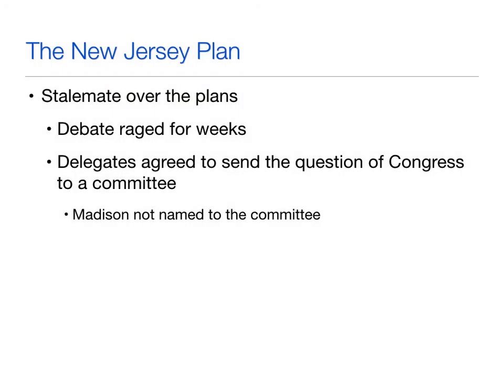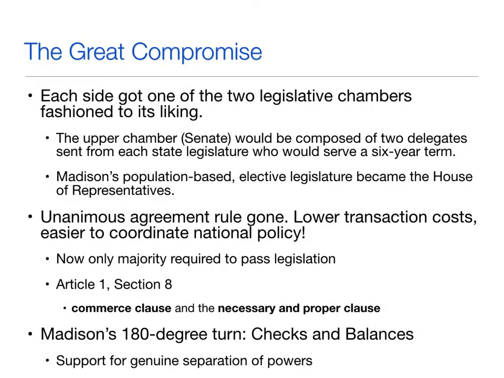And what this leads to is debate that rages for weeks, and eventually this ends up in a stalemate. James Madison was really furious with this, and delegates agreed to send the question of Congress to a committee. They left Madison off of it because they feared Madison was too vocal and too supportive of a much stronger national government than a lot of the states' rights delegates were comfortable with. But eventually, they reach a compromise.